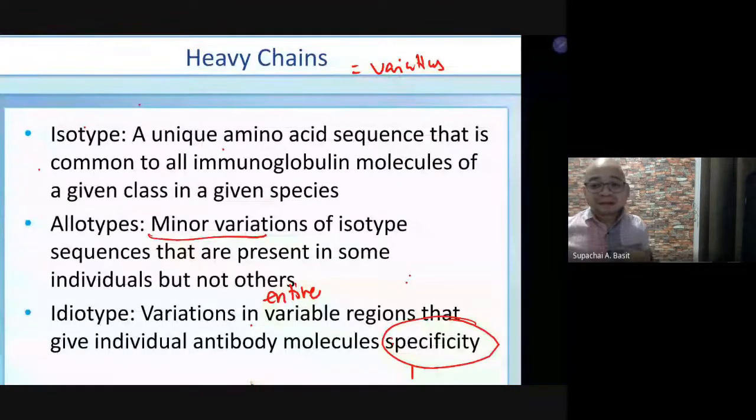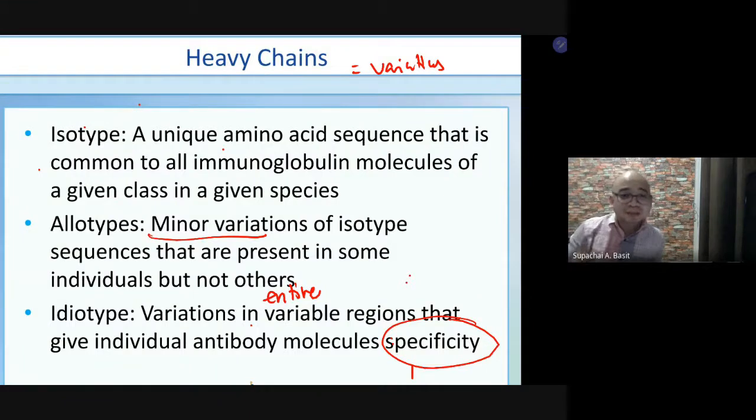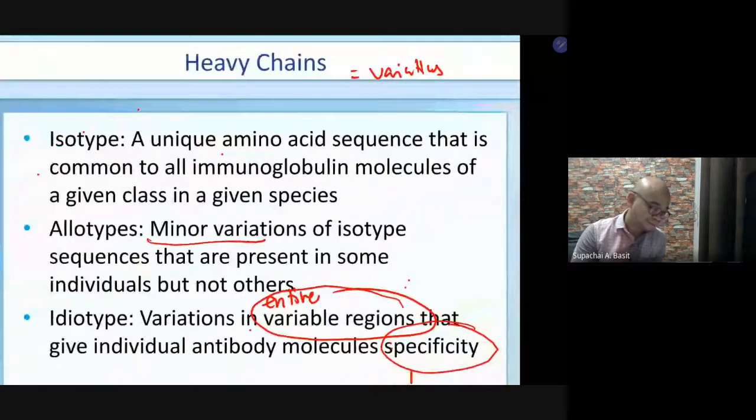To give you an idea again, isotype is common to all of us. There are certain amino acid sequences that are common to you, common to me, for as long as we're both humans. But if there are minor variations in that particular sequence, that is classified as allotypes. But if it's really unique to myself, and that determines the antibody molecular specificity, because the variation is seen not just in a few sequences but in the entire variable regions of the immunoglobulins, hence that is called idiotype.